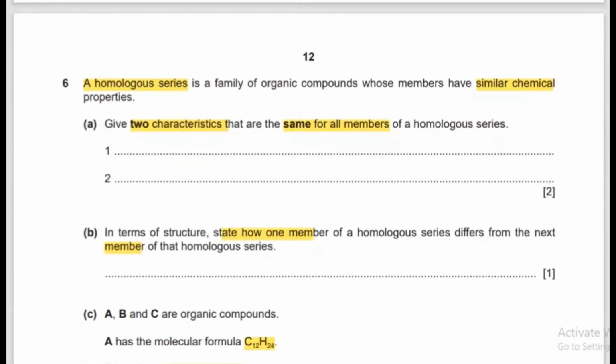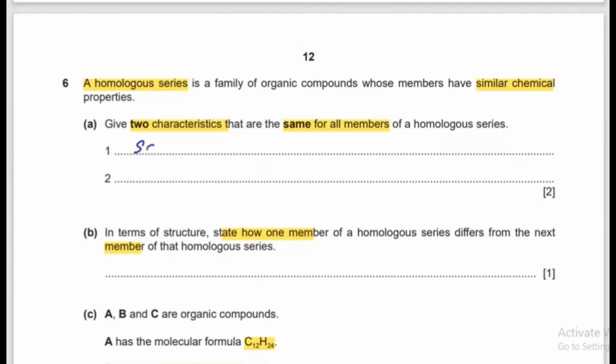Then this question is regarding organic chemistry. Give two characteristics that are the same for all members of the homologous series. Homologous series have the same general formula, the same functional group, and the same method of preparation. Then we can say two consecutive members differ by a CH2 group and 14 in their relative molecular mass. So you can copy the different characteristics of the homologous series, whose members have similar chemical properties. This property is already given, so don't repeat it.